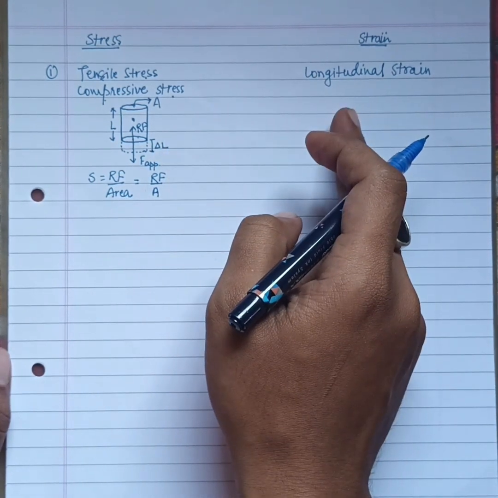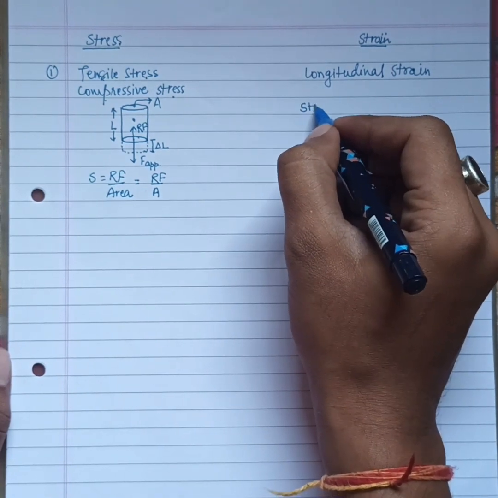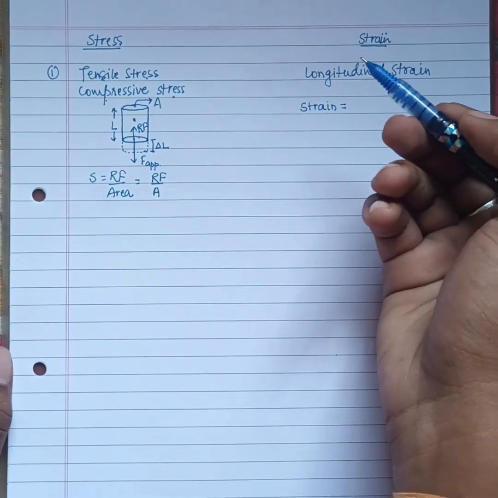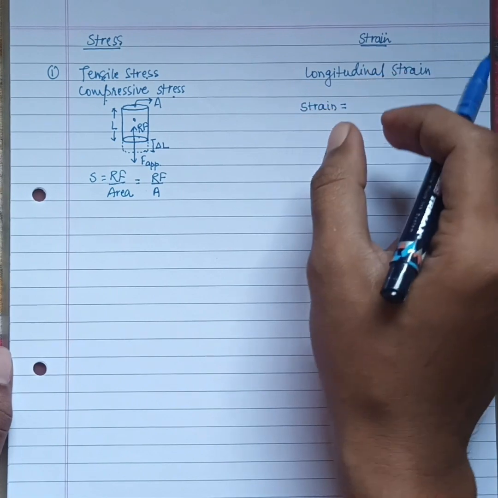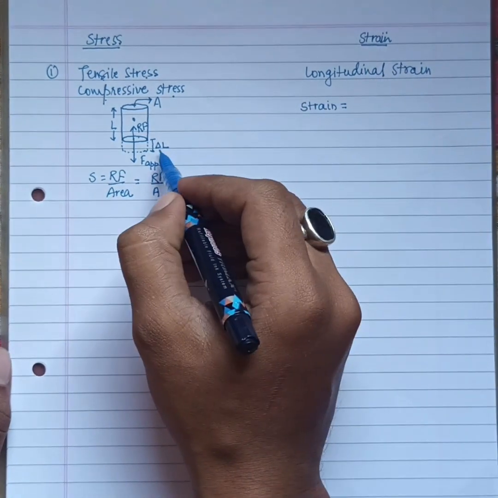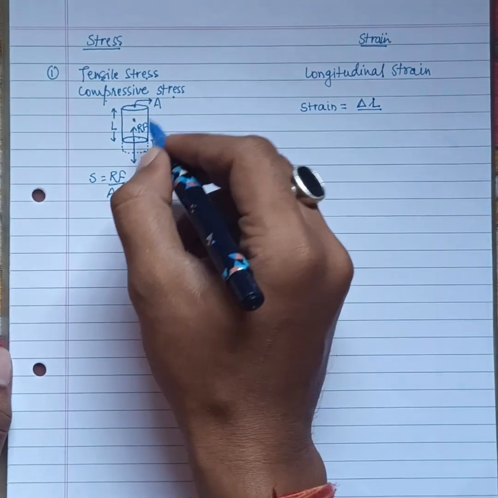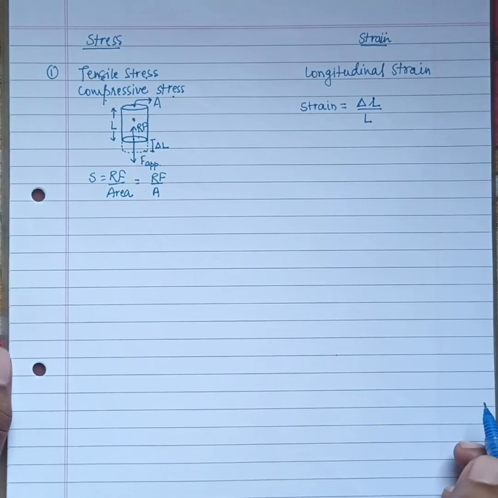Now when we talk about longitudinal strain, the strain will be equal to the ratio of change or deformation upon the original shape or the original configuration. The deformation is delta L, that is delta L upon the original length, that is capital L. So this is longitudinal strain.